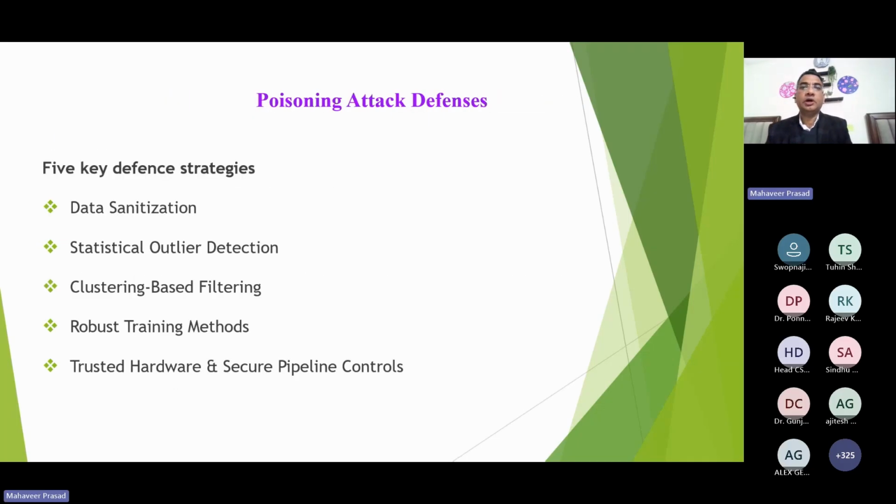Now coming to poisoning attack defense. We know that poisoning happens mainly at the input level. So if we sanitize our data, then we can prevent this attack. Other techniques are statistical outlier detection, cluster-based filtering, robust training methods, and trusted hardware and secure pipeline control. By using these techniques, we can prevent poisoning attacks.